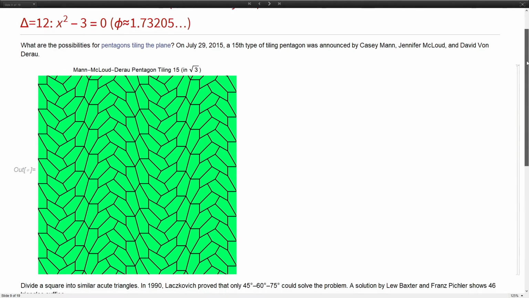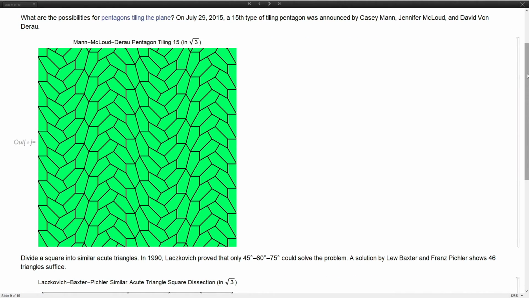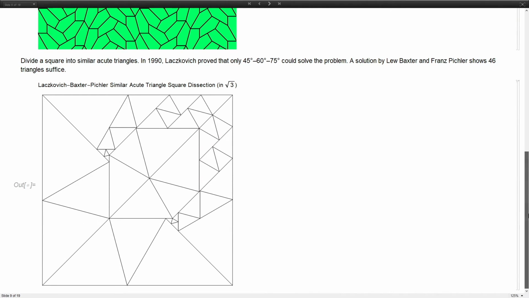For the square root of 3, there's two recent pieces of news. This 15th way of tiling the plane with pentagons was just found a few years ago by some friends of mine, actually. And also, it's possible to divide a square into similar non-right triangles. This is the only way to do it with 46 or less triangles.